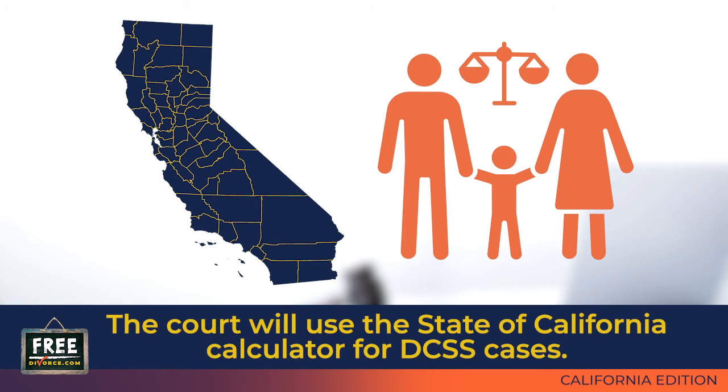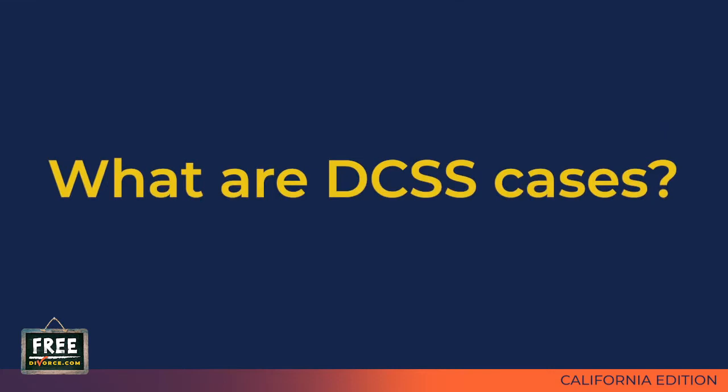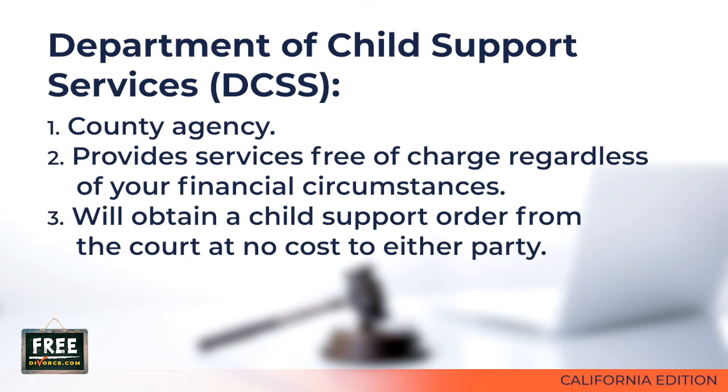These are DCSS cases. DCSS stands for the Department of Child Support Services. What are DCSS cases? Each county has an agency known as the Department of Child Support Services, or DCSS. If you go to DCSS and open a file, they will file the necessary papers with the court to obtain a fair child support order for you. DCSS will also take the necessary steps to collect or otherwise enforce the child support order.